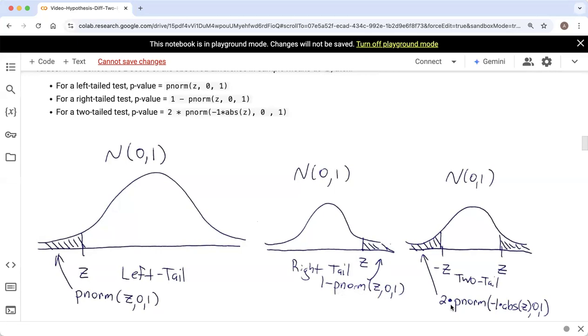And if we're doing a two-tailed test, then we could calculate the area in one of those tails and multiply that by 2, for example.